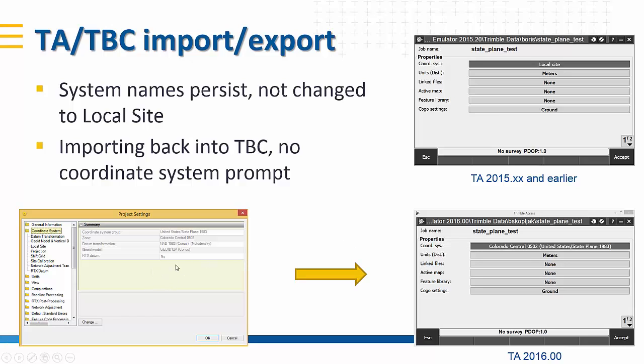As you export a state plane coordinate system to Trimble Access 2016 and you put in the project height, you can see the coordinate system name is still the state plane coordinate system that has been exported, and also when bringing that project back into TBC, you don't get that message about different coordinate systems.